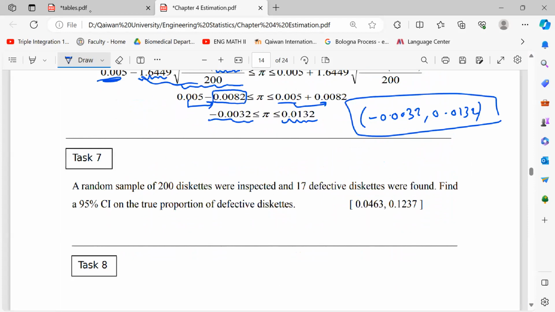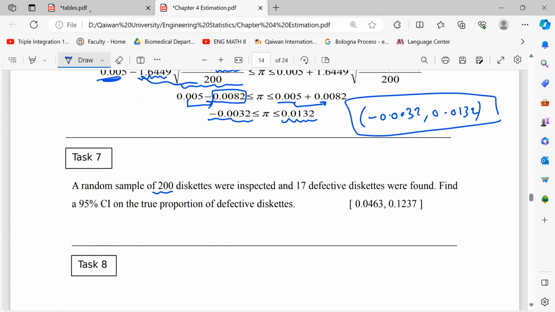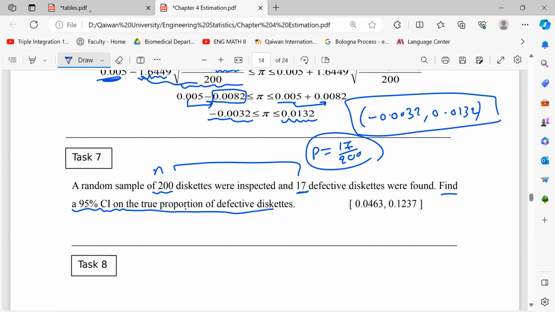Look at this one. Here we have 200. It's N. And 17 defectives. From these two, you see P is 17 over 200. This is P. Okay? It says find 95% confidence interval for the true proportion. For the true proportion means from this one we could get alpha is 1 minus 0.95, which is 0.05.